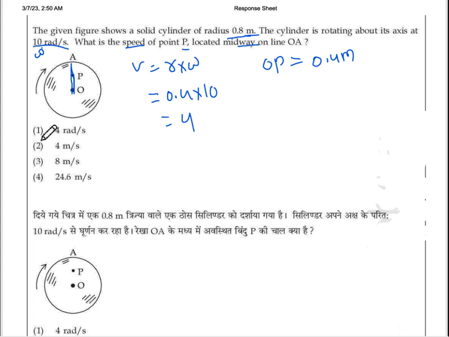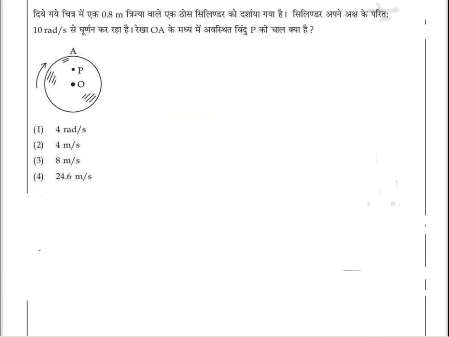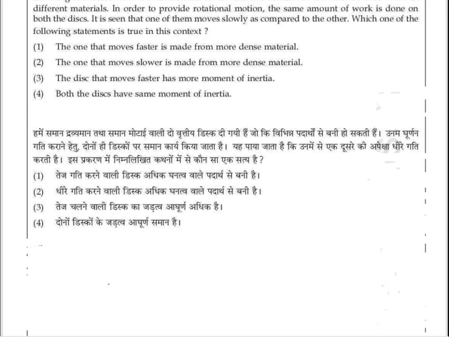So here two answers are there. One is 4 radian per second, another one is 4 meter per second. So do not be confused, the speed unit is meter per second, which is option 2. For those who are opting for Hindi, this question is written in Hindi also. So let us solve the next question.